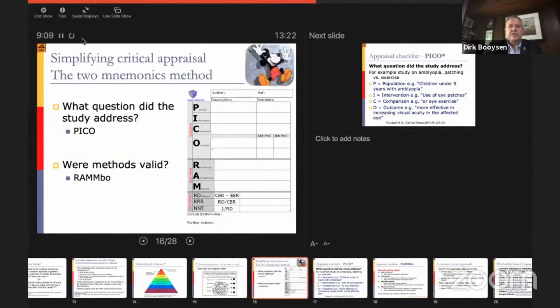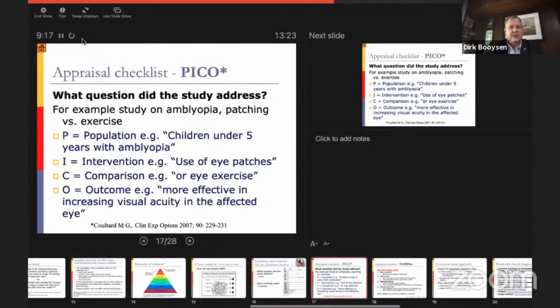So what question did the study address? And that's the PICO method, which we'll go into more detail about. Were the methods valid? And that's the RAMBO method. So let's just highlight that.